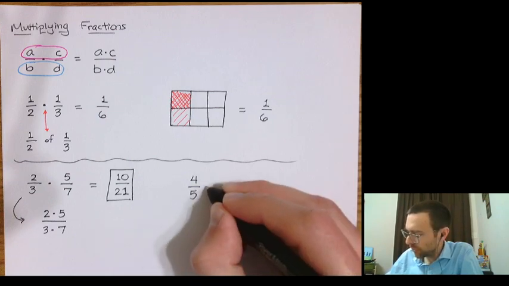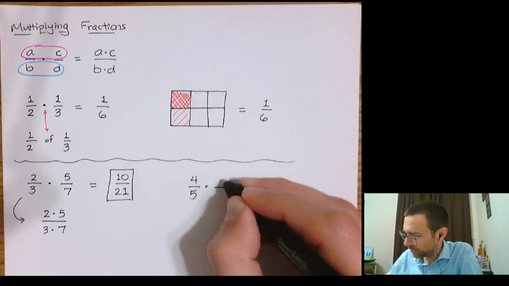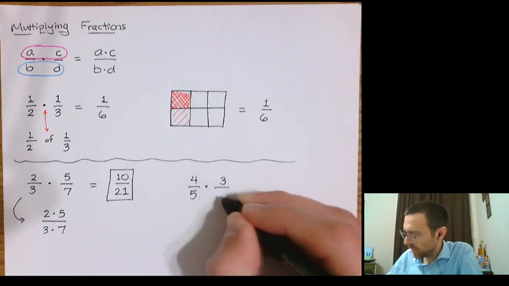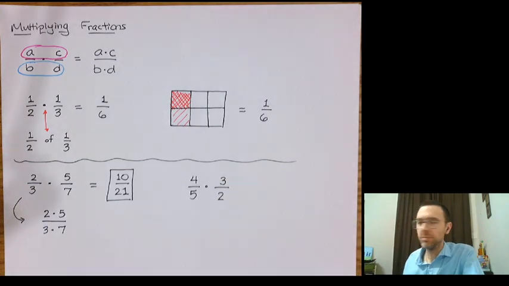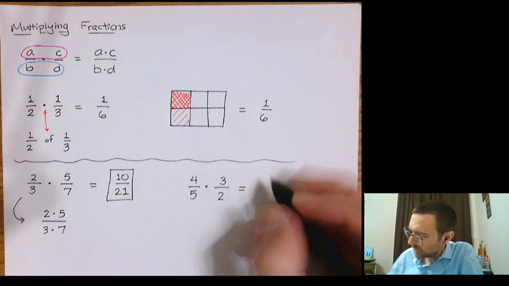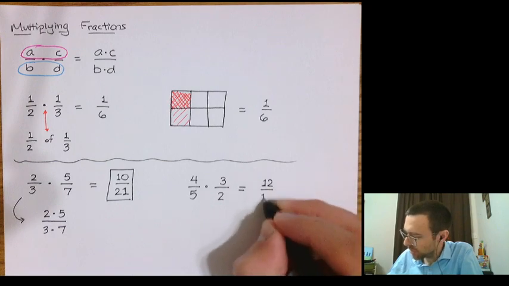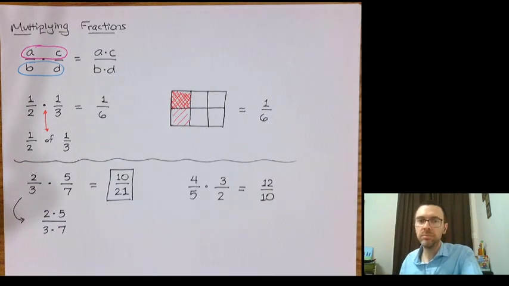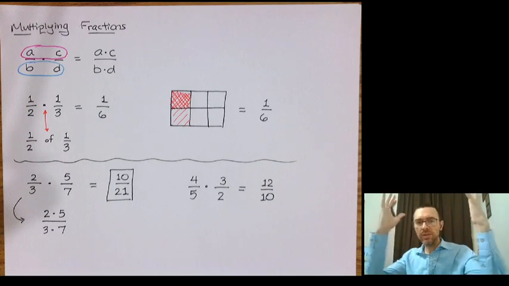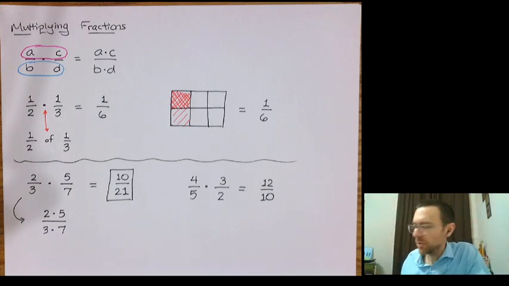Let's do 4 over 5 times 3 over 2. So again, let's just multiply straight across. 4 times 3 is 12. 5 times 2 is 10. Yes, we multiplied. Huzzah! But now we have to reduce this, or at least see if it can reduce.